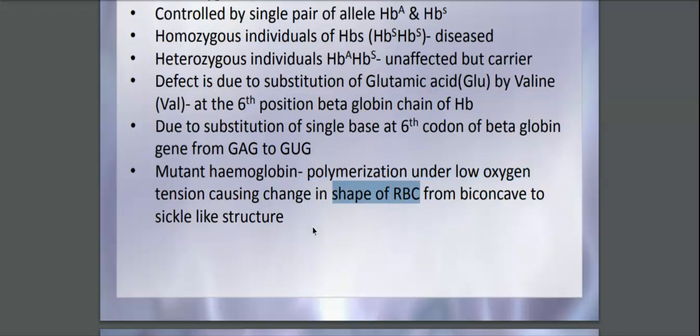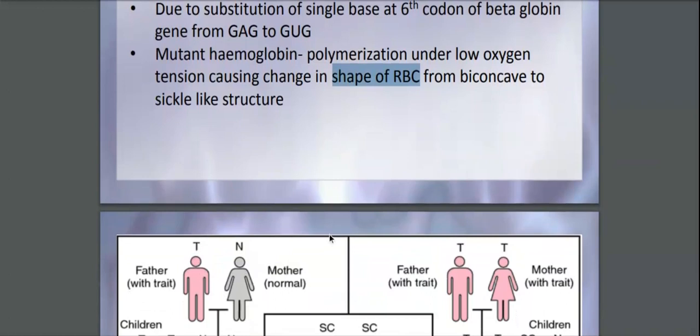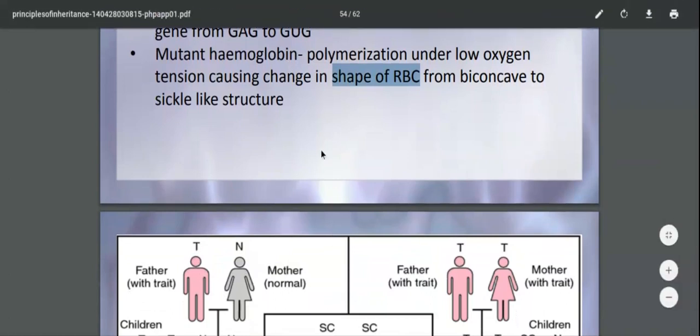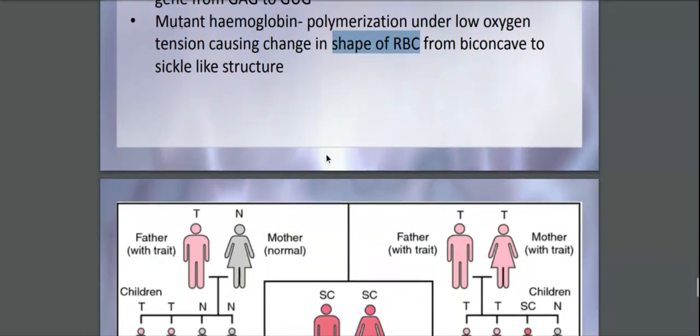And I've already told you before, if the shape of the RBC changes, its oxygen carrying efficiency decreases. So people who have sickle celled shaped RBCs become anemic, because their blood definitely doesn't have normal RBCs.